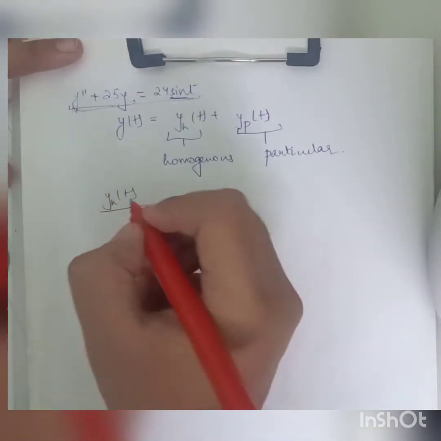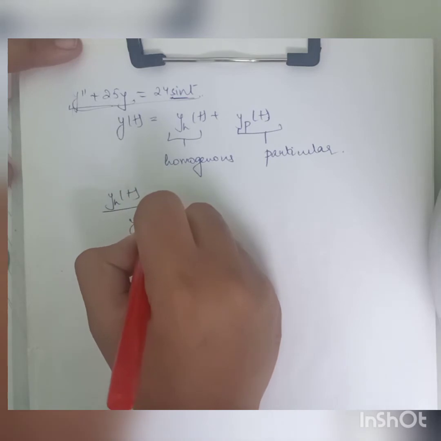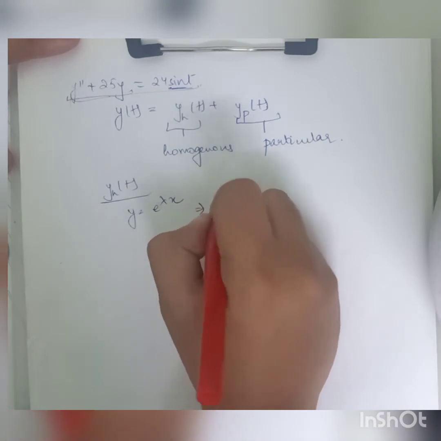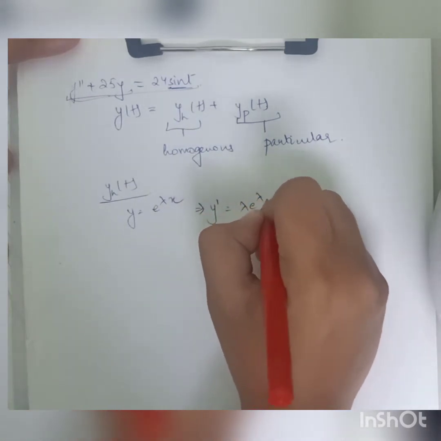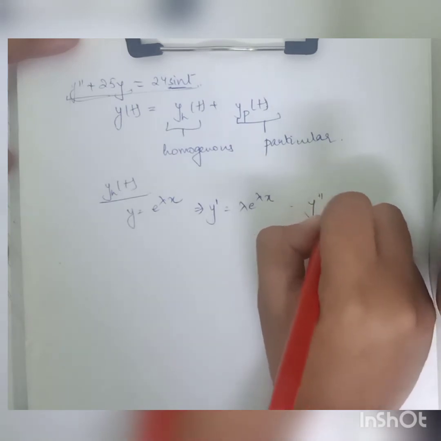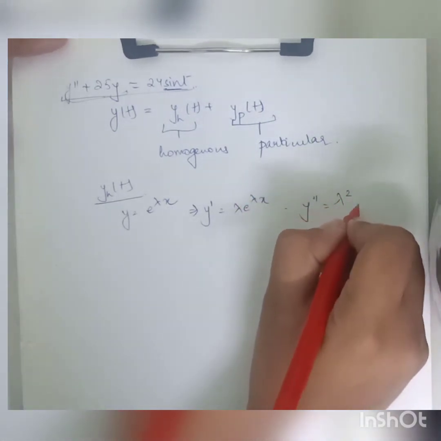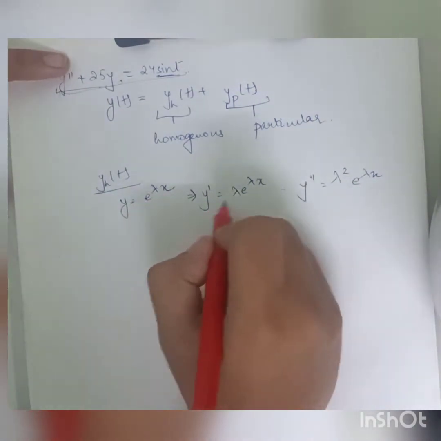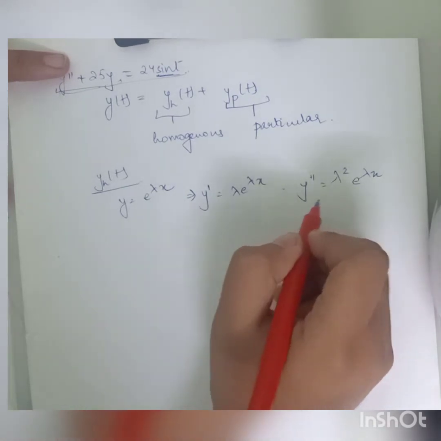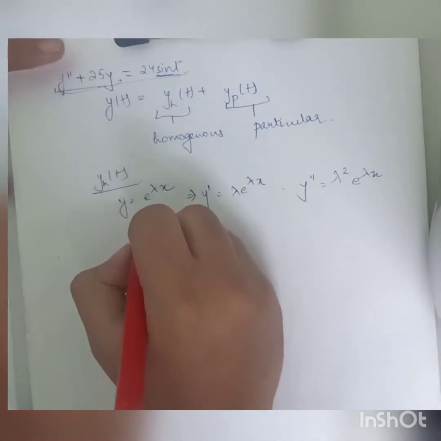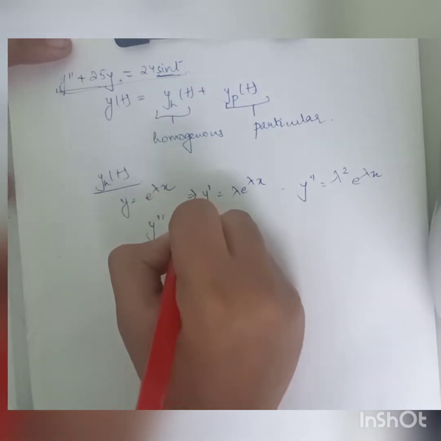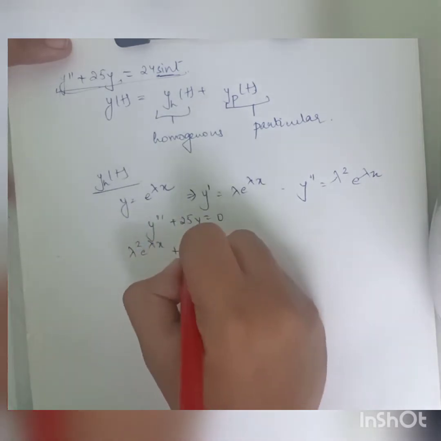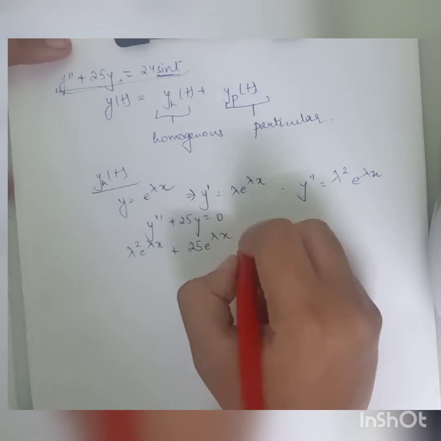We assume y is equal to e to the power lambda x, right? So this implies y dash will be lambda e to the power lambda x, and y double dash will be, again by differentiation, lambda square e to the power lambda x. Now when we substitute these values of y dash and y double dash in this equation, y double dash plus 25y is equal to 0, we get lambda square e to the lambda x plus 25 e to the lambda x is equal to 0.